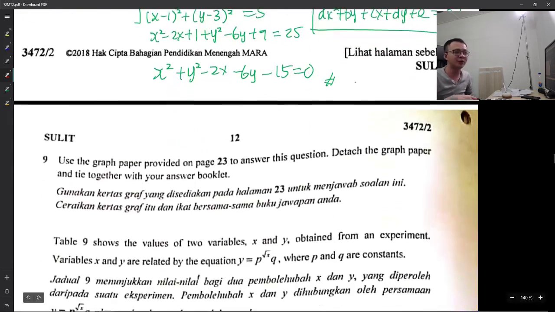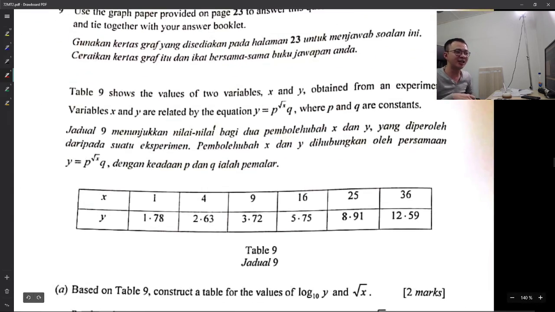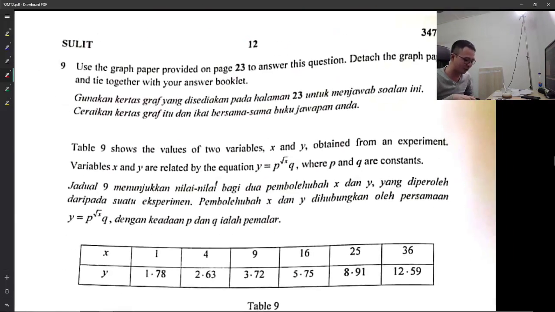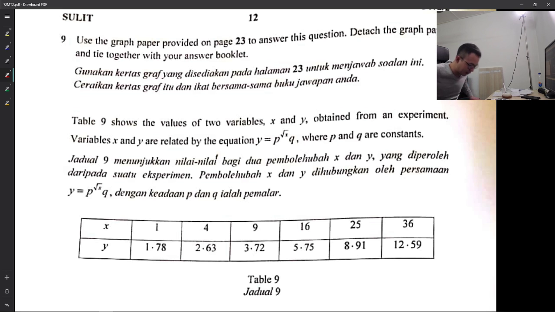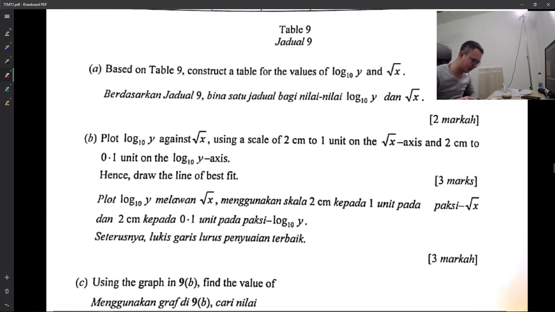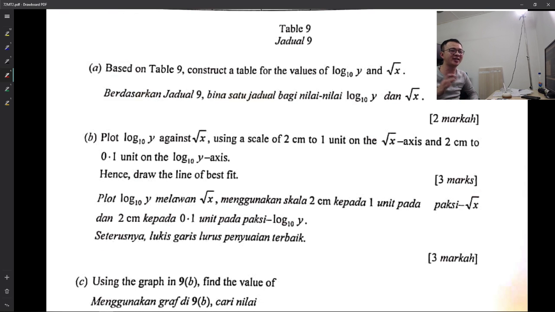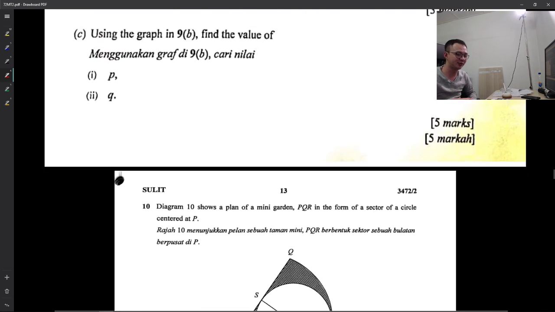Alright, so yeah, a lot of students ask me to do a live for the Kertas 2 paper. If I have time, I will go into that. Okay, linear law is very easy, so we'll just skip the linear law first. If we end this earlier, then we will go back to the linear law questions.